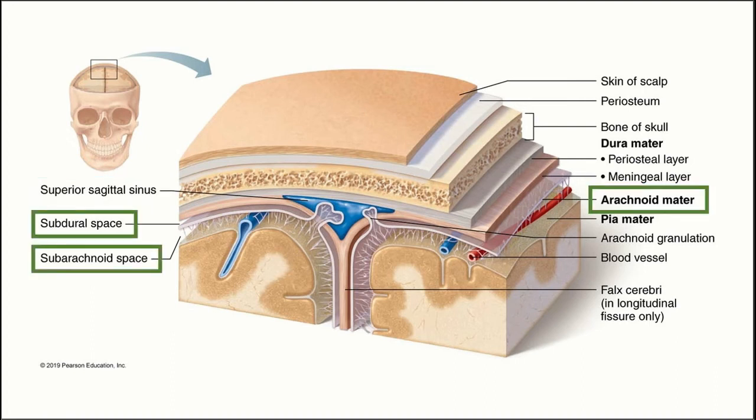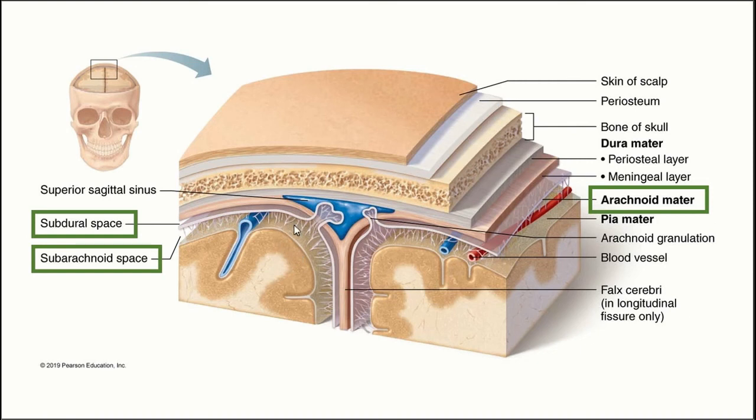The middle meningeal layer is a layer that's called the arachnoid mater, which forms essentially kind of a loose covering over the brain. It is separated from the dura mater above it by a thin cavity that's called the subdural space, and the subdural space contains a film of watery fluid. And beneath the arachnoid mater is a much wider chamber that's called the subarachnoid space. Now, the subarachnoid space is filled with cerebrospinal fluid.